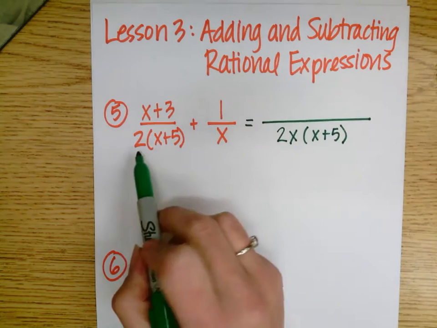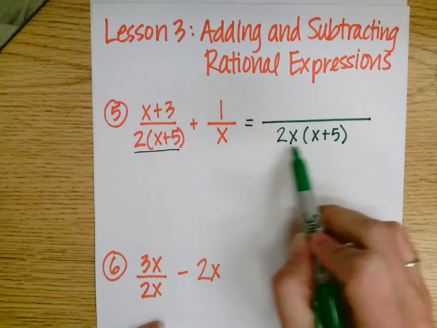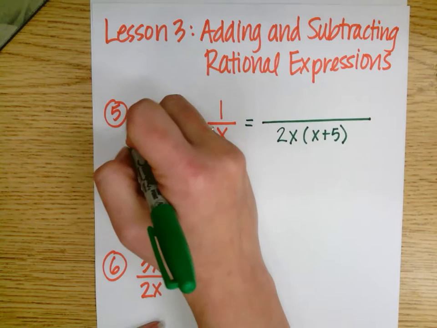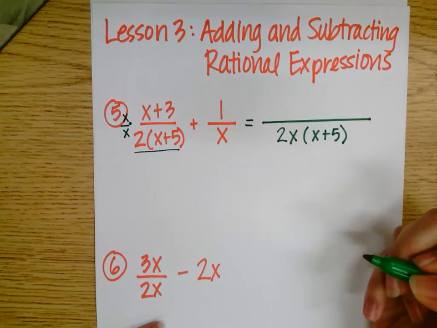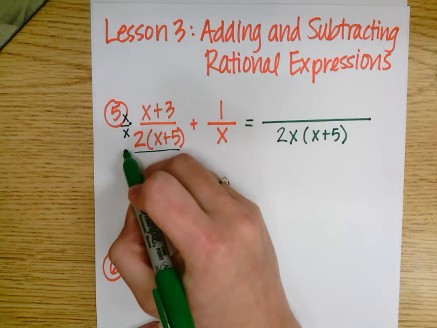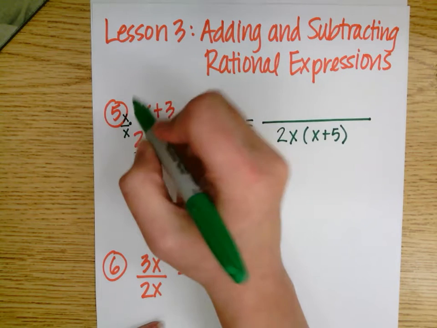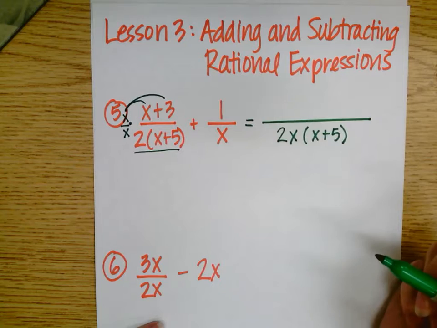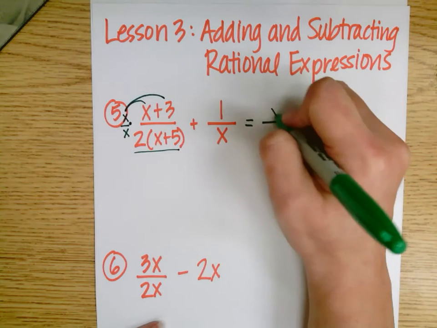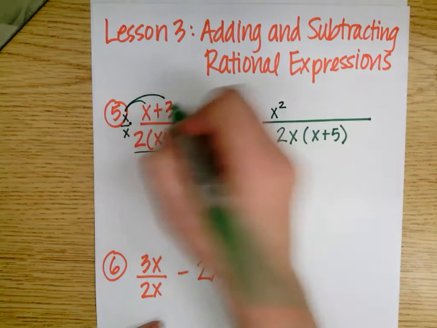Alright, to make this look like this, I need an x. So I'm going to multiply not just by x, but x over x, because remember, that's just a fancy 1. I'm going to go ahead and distribute that because it's easier than waiting and rewriting. So x times x is x squared, and x times 3 is 3x.